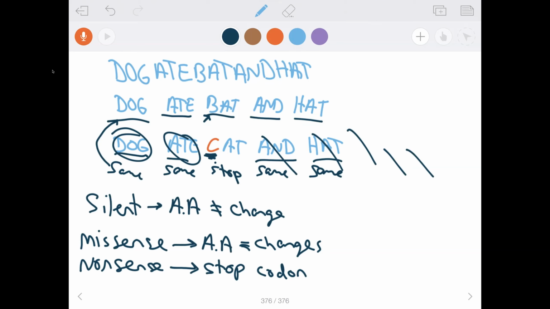These are all due to a substitution mutation. One nucleotide is substituted for another. So these are the three outcomes that can happen.